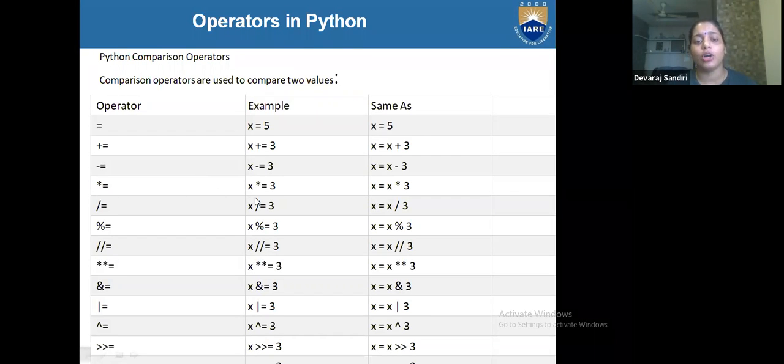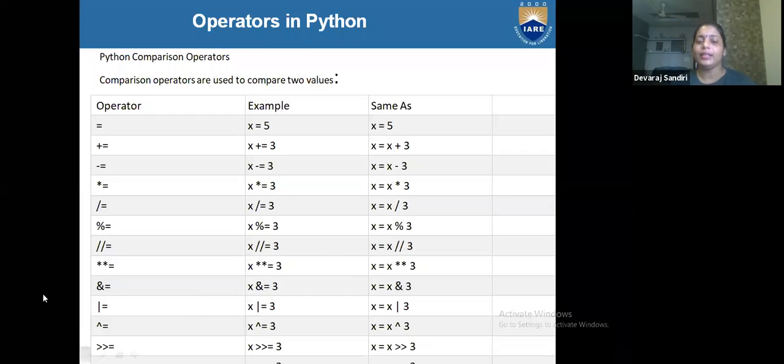Multiplication: star equals, so you can write x star equals 3. What's the meaning? x equals x star 3. Slash equals means division: x divided equals 3, or x equals x divided by 3. Modulus: x modulus equals 3, or x equals x modulus 3. Double slash: x double slash equals 3, or x equals x double slash 3.